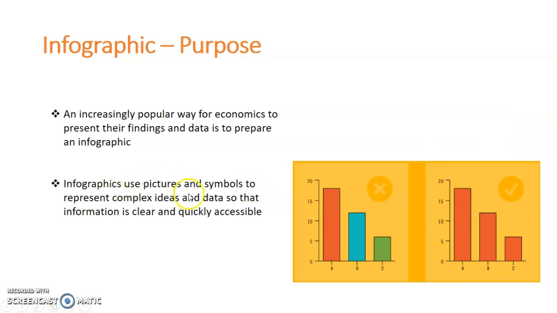Now infographics use pictures and symbols to represent complex ideas and data so that information is clear and quickly accessible. They use pictures and symbols to represent complex ideas that cannot easily be conveyed through text. That's when they use the infographic, so that information is clear and people can understand what the information being provided is.